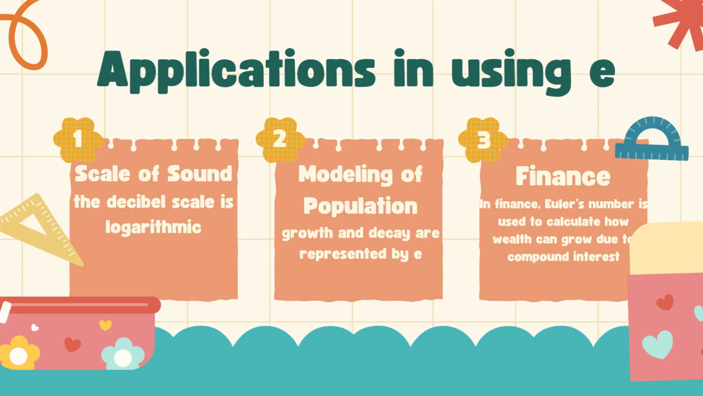In finance, Euler's number is used to calculate how wealth can grow due to compound interest. The formula A equals P times e to the power of rt describes how continuous compound interest works on the principal amount P, where P is principal, r is rate, and t is time.